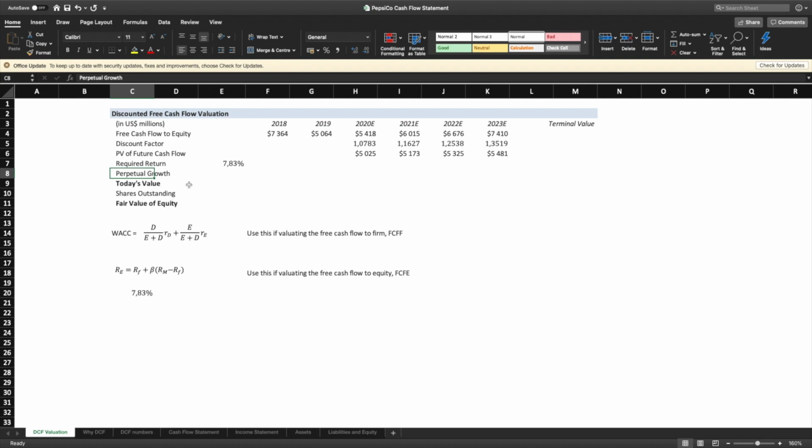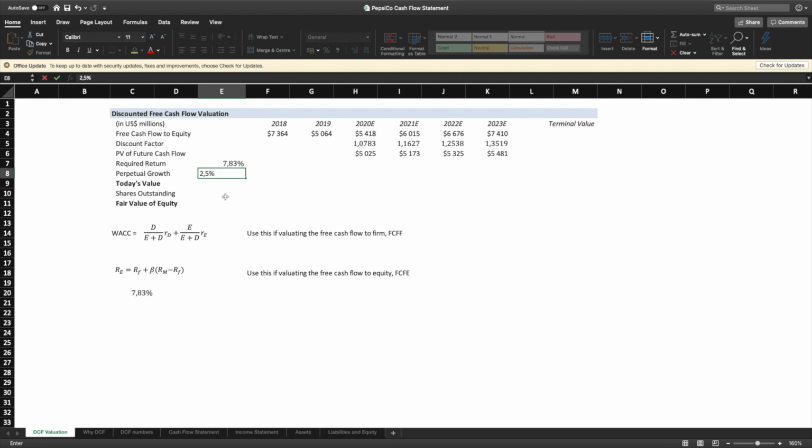The perpetual growth rate for the free cash flow to equity tells us on average how much the free cash flows to equity are going to grow each year. And my favorite percentage to use for this is 2.5%. This basically tells us that in perpetuity, the free cash flows to equity are going to grow on average at a rate of 2.5% annually.